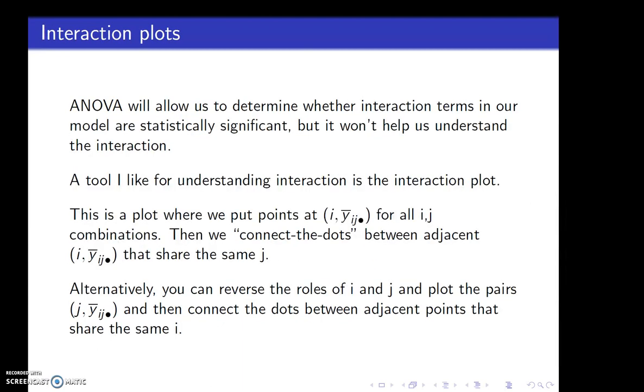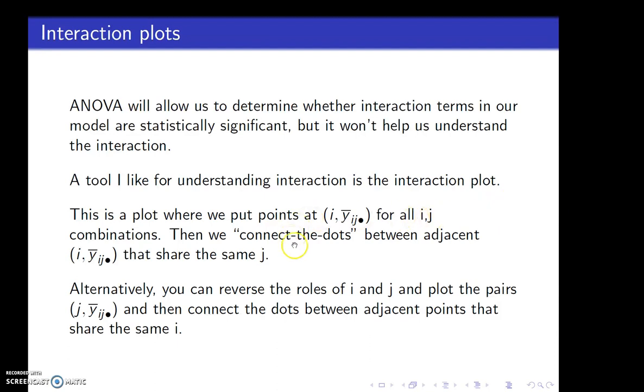The ANOVA allows us to determine whether the interaction terms in our model are significant, but it doesn't really help us understand the nature of the interaction. We really need interaction plots to do that. So we're going to take a look at some interaction plots here that I think are really interesting to help us understand the difference between treatment means that may depend on 2 or more factors.